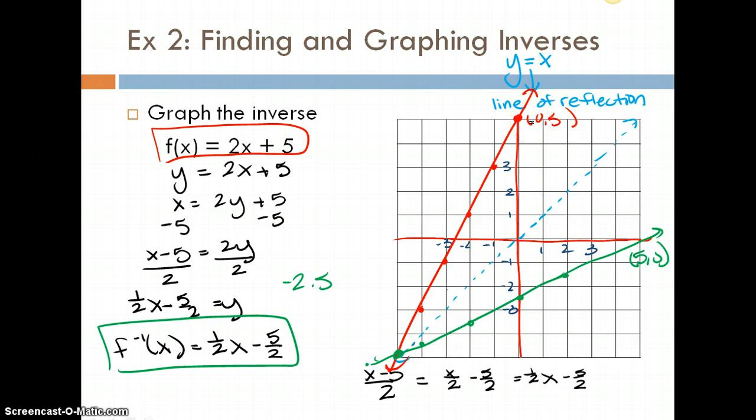All of the points will switch locations. So here we have negative 1, 3, and it will become 3, negative 1. This point here at negative 2, 1 becomes 1, negative 2. Okay, so again, all of the points have reflections where they're the same distance from the line of reflection of y is equal to x, and that's the basics for graphing inverses.